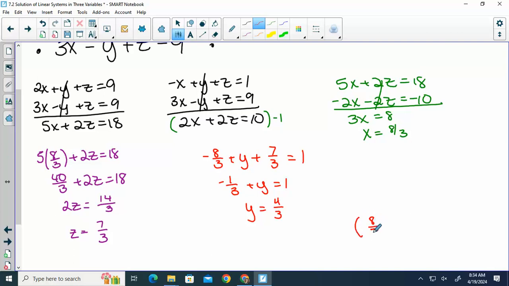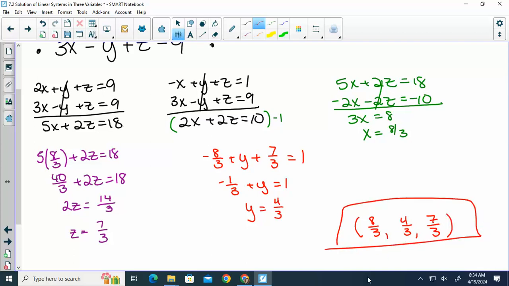My answer is 8/3, 4/3, 7/3. So at least they're all the same denominator. See, it wasn't so bad.